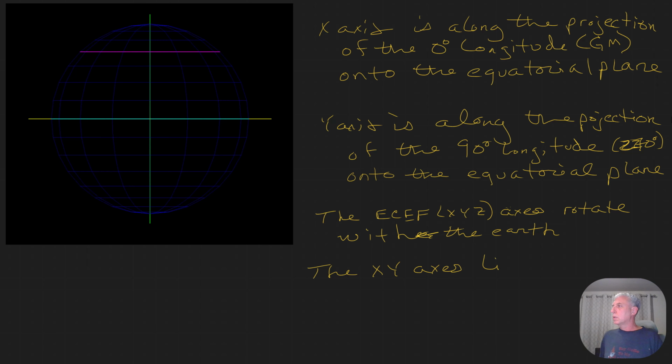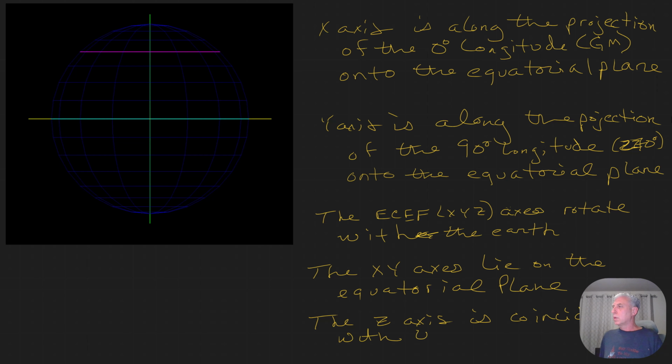The XY axes lie on the equatorial plane, and the z-axis is coincident with, and you guessed it, the spin axis. A couple of bullet points to keep in mind. Spin axis of the Earth. That will help you in visualizing as we go forward, right?